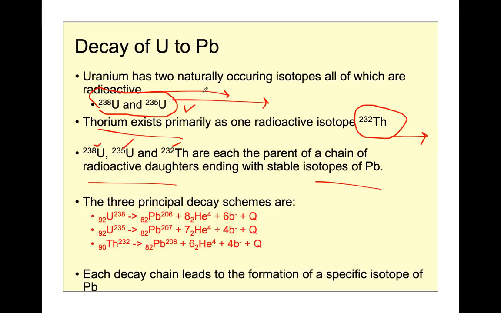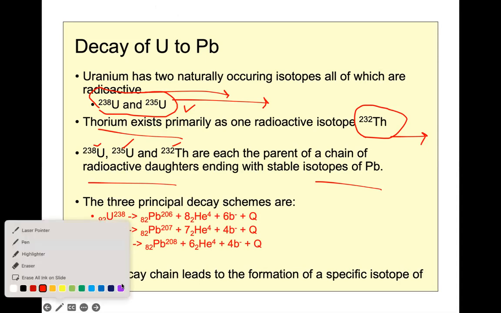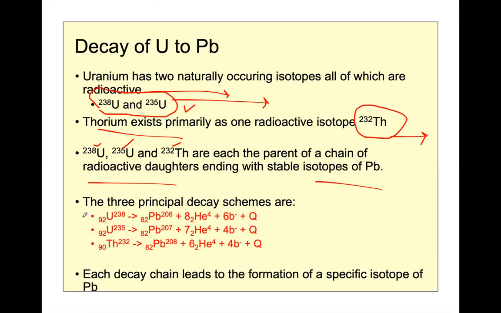Okay. And these are the decay schemes. You can see the three isotopes, 238, 235, and thorium 232. They decay to lead 206, 207, and 208. These are the three isotopes produced by the uranium-thorium decay system.